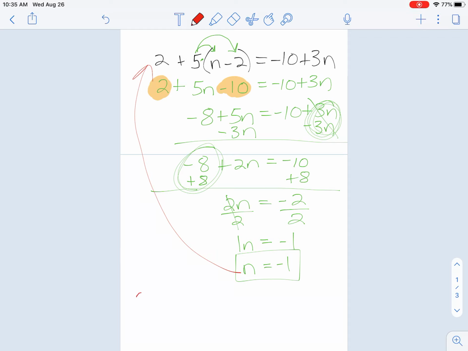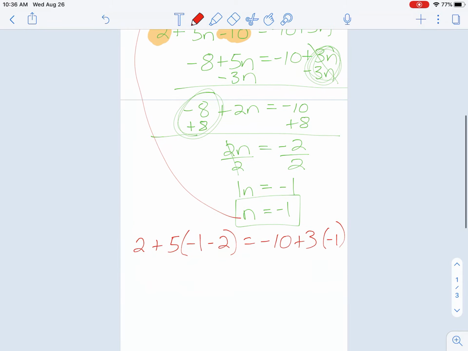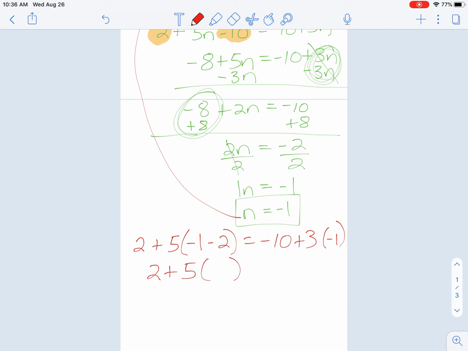So if I wanted to double check to make sure my answer was right, I would say 2n plus 5. I did find that my n was negative 1, so I'm going to put a negative 1 there, minus 2 equals negative 10 plus 3 times n, which is a negative 1. So now if I evaluate this, I would have to evaluate the parentheses first. So plus 5, and then inside the parentheses, a negative 1 minus 2 is a negative 3 equals a negative 10. Now, I need to multiply before I can add the 10 and the 3. So if I multiply 3 and a negative 1, I'm going to get a negative 3.